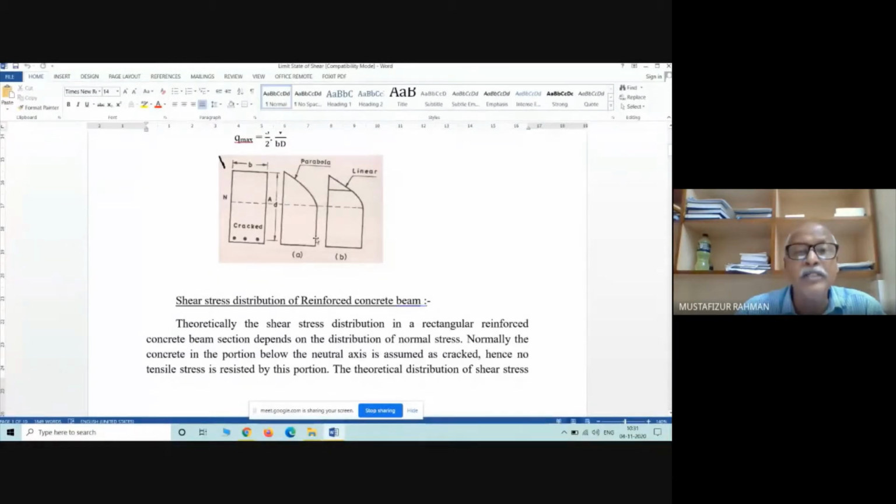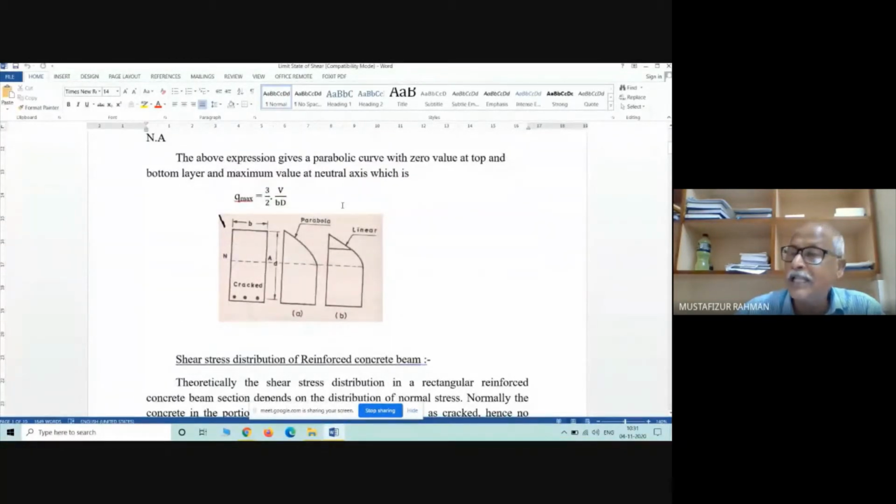Now, from the structural analysis of structure materials, we got Q maximum. P by BD is the shear stress developed, the general expression, and the maximum is 3 by 2, that is 1.5 times P by BD. But when we come to design, we will not utilize this. From the design point of view, it has no validity. It has validity only with respect to structural analysis.